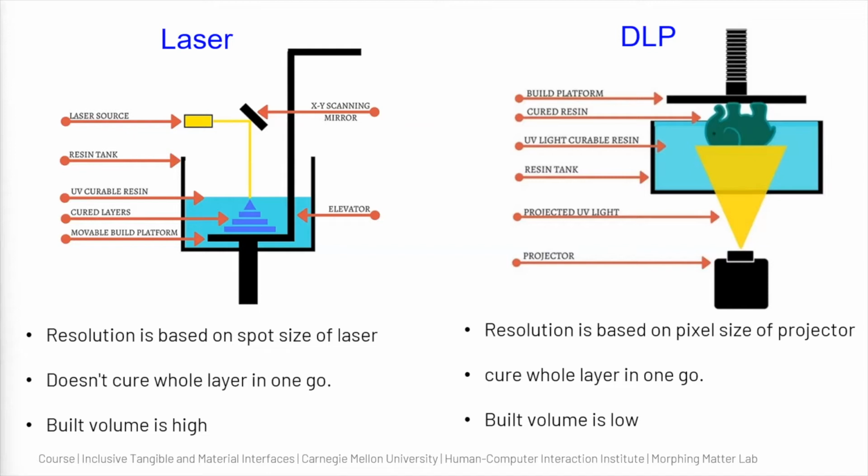The second technique is called digital light processing. This is one of my favorite techniques, and I have worked a lot on it. The advantage is that with the projector, the whole layer is projected in one go, so there is high throughput for this technique. The resolution is determined by the pixels of the projector. If you want to get a high resolution, one disadvantage of this technique is that the build volume is lower.